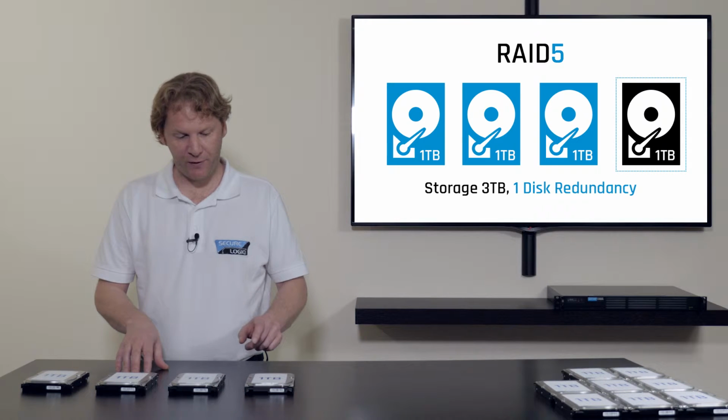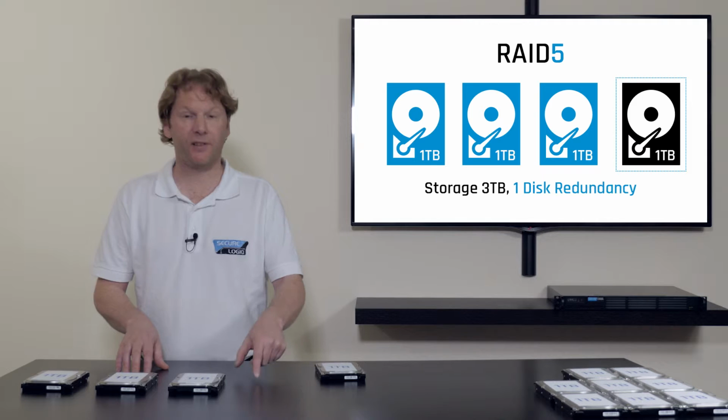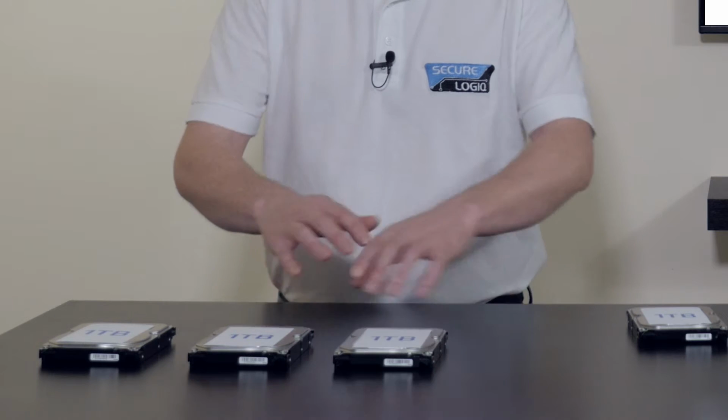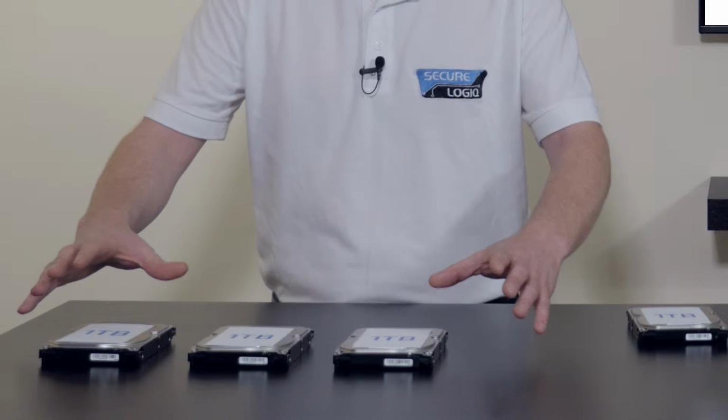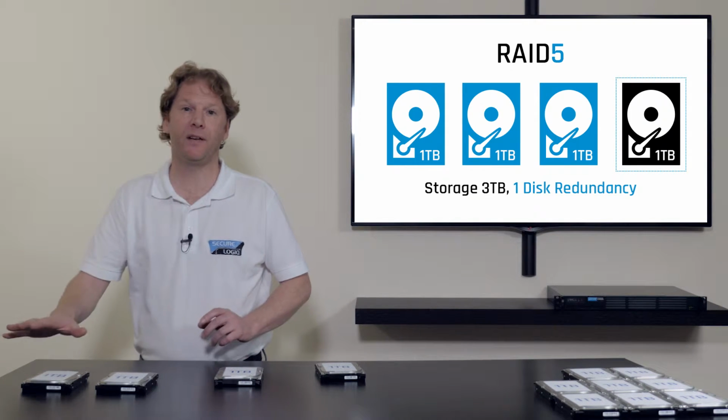A couple of points to note with RAID 5. The first one is that if you do lose a disk, then it's really important that the disk is replaced as soon as possible, because then all the data on all the rest of the disks is at risk. So if you were to lose another disk, then you lose the data across everything. So it's really important that if you do have a RAID 5 array, to make sure that if a disk fails, that you replace it as soon as possible.